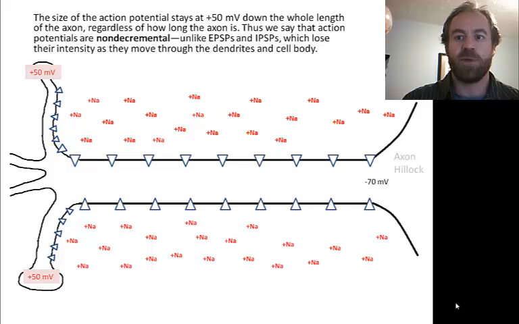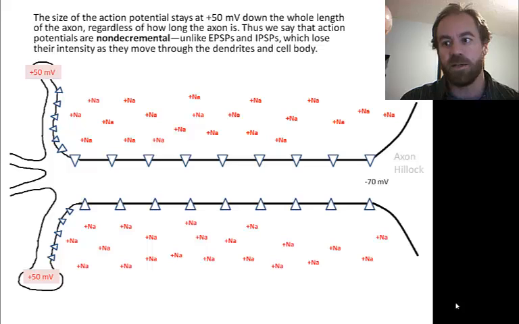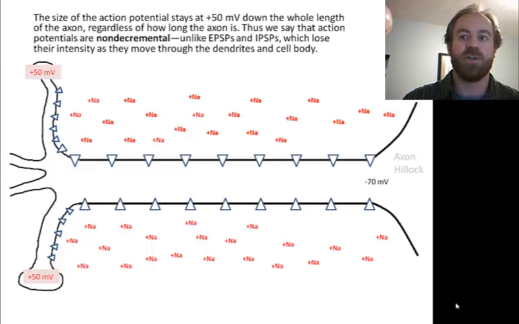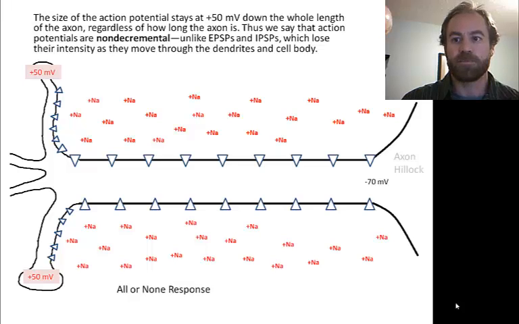At the end of each branch, when the action potential arrives, it's still positive 50 millivolts. Action potentials are always the same size. If they occur, they are positive 50 millivolts. They're not positive 20 sometimes or positive 80 other times. This is to say that action potentials are all or none.